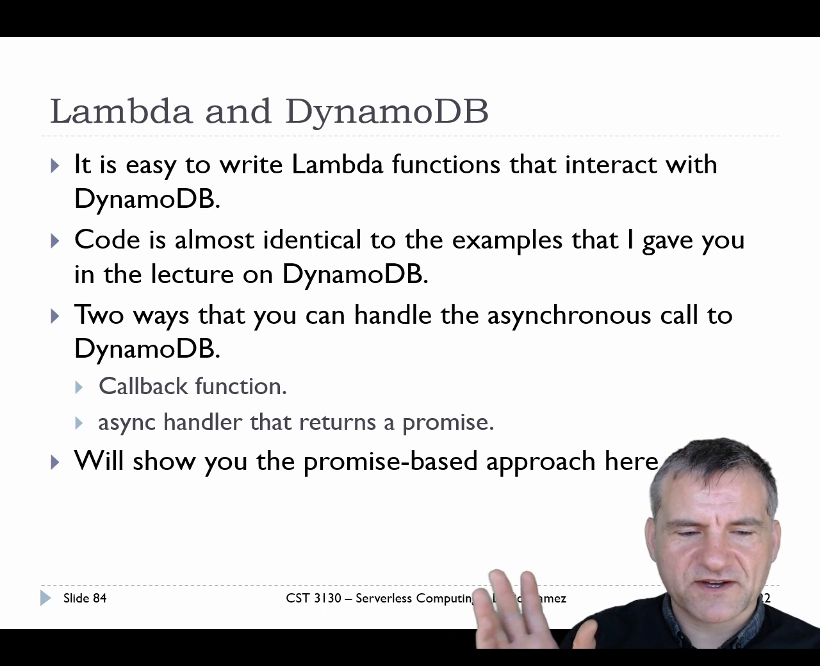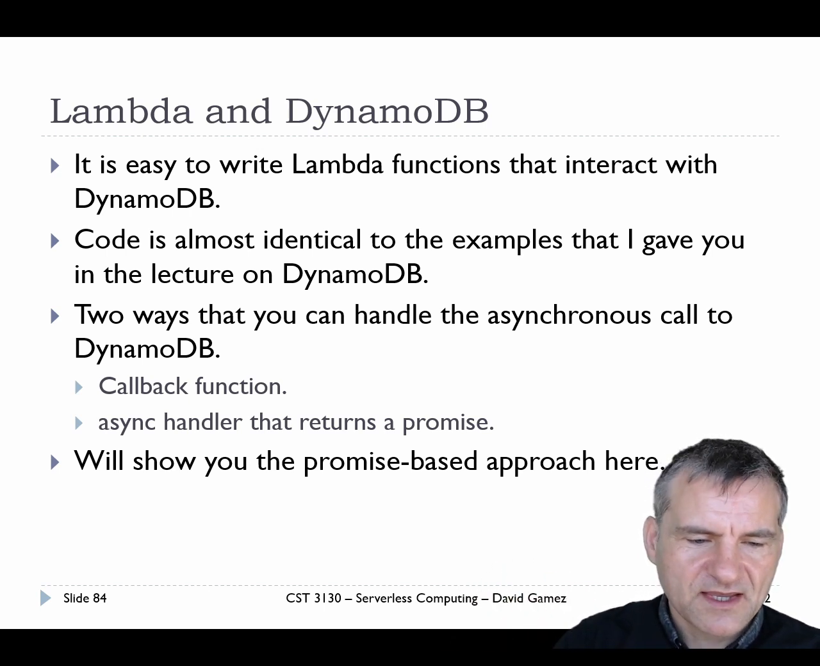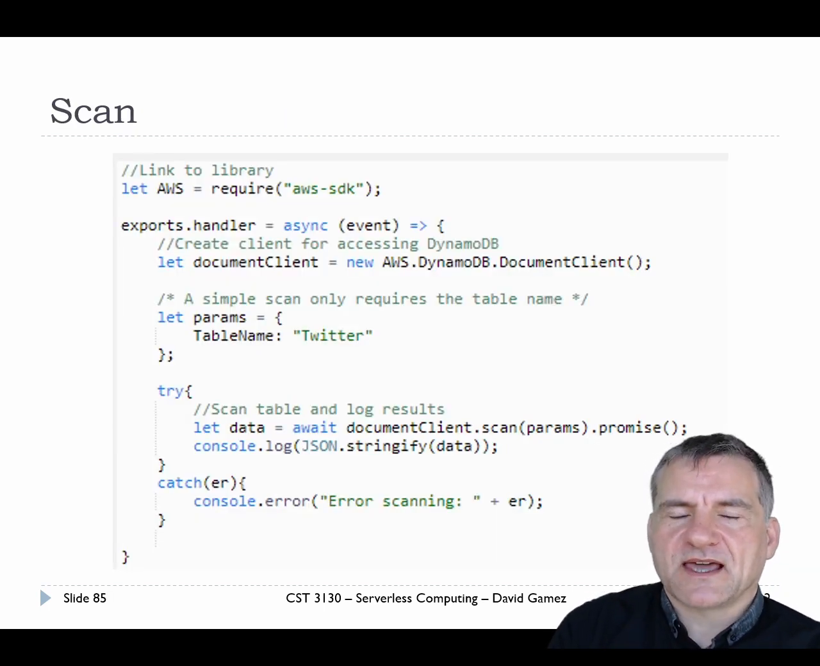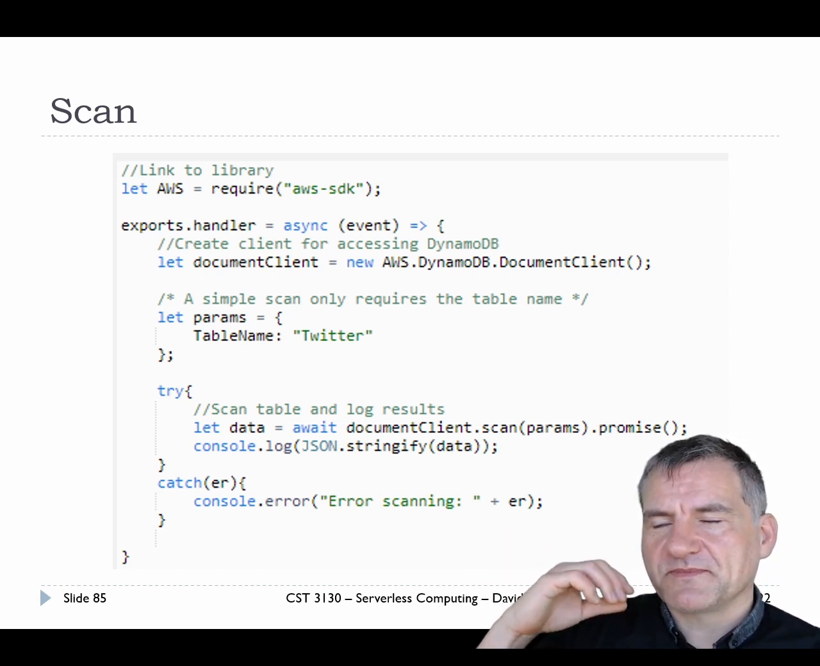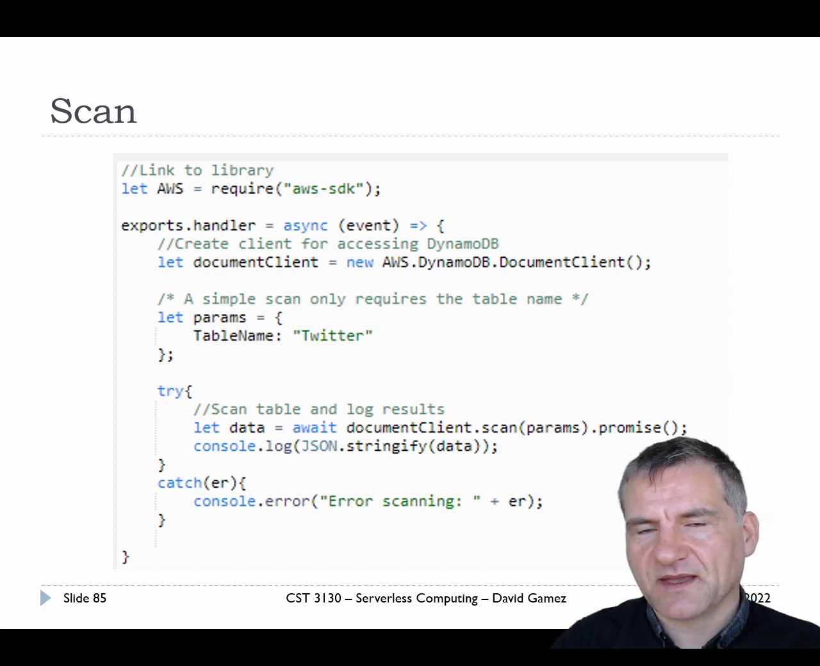I don't really like callback functions anymore. I much prefer async handlers, which return a promise, and I'll show you the promise-based approach here. This is just a little example. Suppose you want a Lambda function that scans the table, and you might need this if, for example, you wanted to push the latest data set to the clients. We might want to run a scan, or maybe a query or something like that.